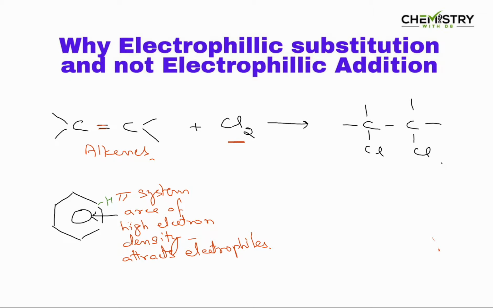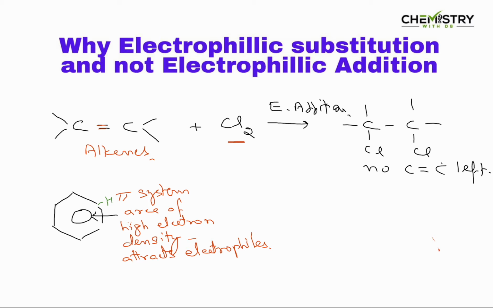Now you know alkenes react by electrophilic addition reaction, in which what happens is when chlorine attacks the double bond, both atoms of chlorine join across the double bond and then there is no double bond left.